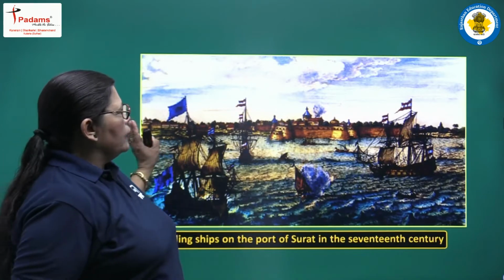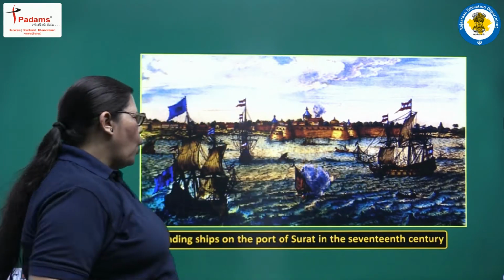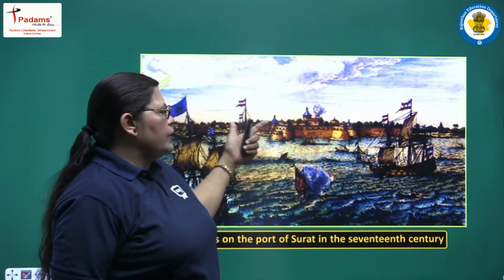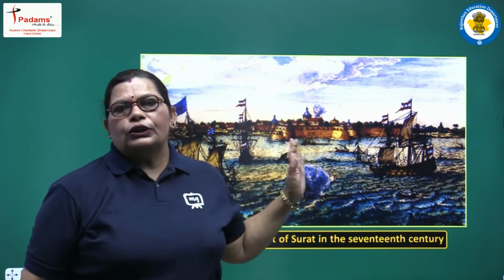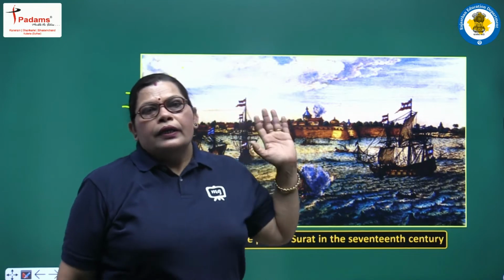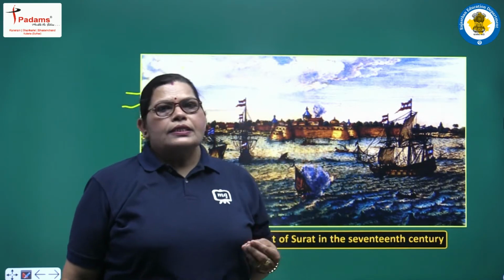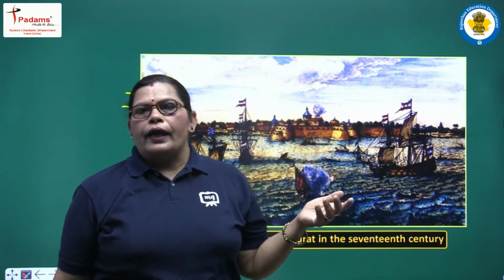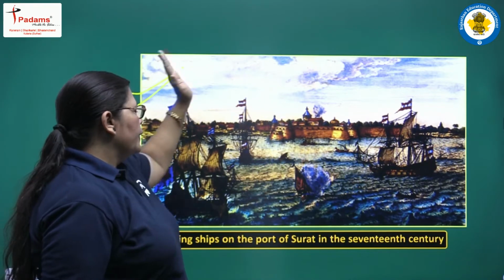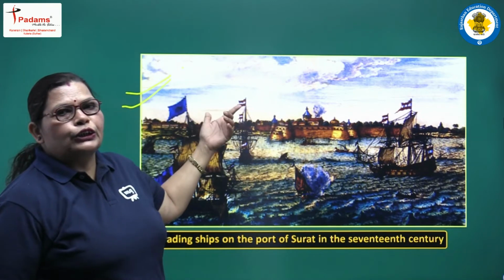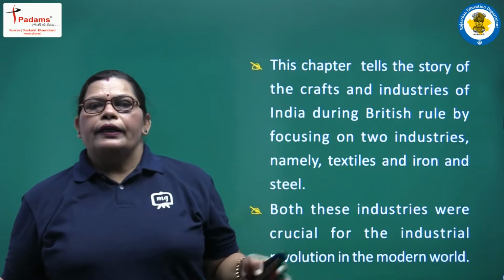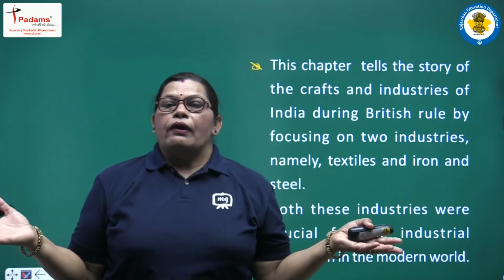Today, first one, this is the picture of the trading ships on the port of Surat in the 17th century. This picture shows students that trade in India is not a new one. Yes, it was a glory of India that trade was there in the form of ships, and trade ships were there in the port of Surat. So the 17th century picture shows that we Indians feel proud of our past.